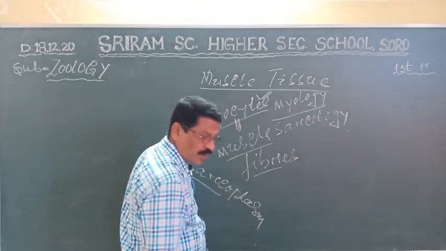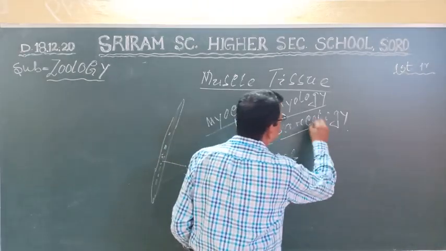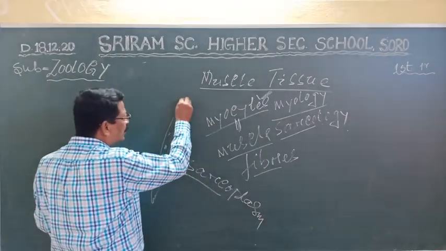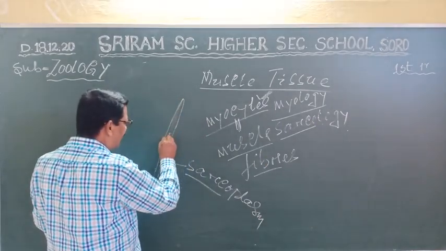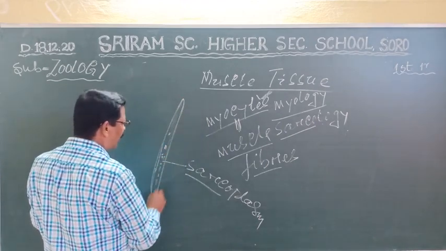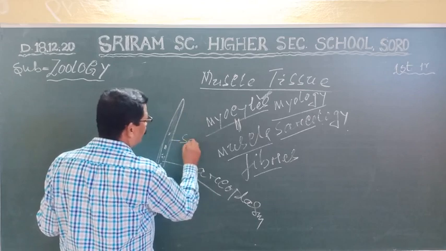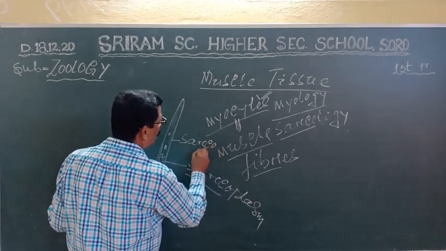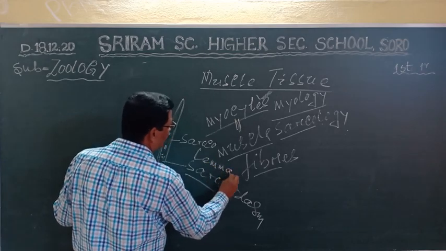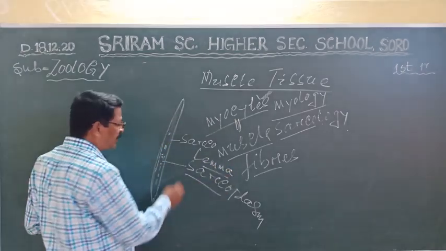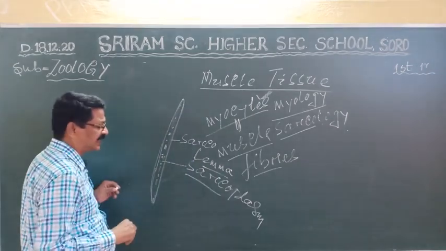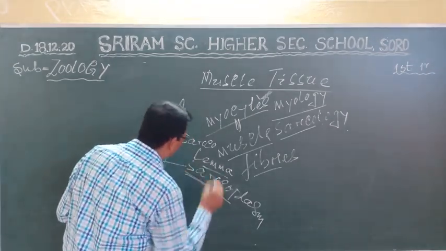So the study of the muscle is called sarcology, and in some muscles there is an outer layer of the muscle that is called the sarcolemma. Clear? And the cytoplasm which is present inside the muscle cell is called the sarcoplasm.